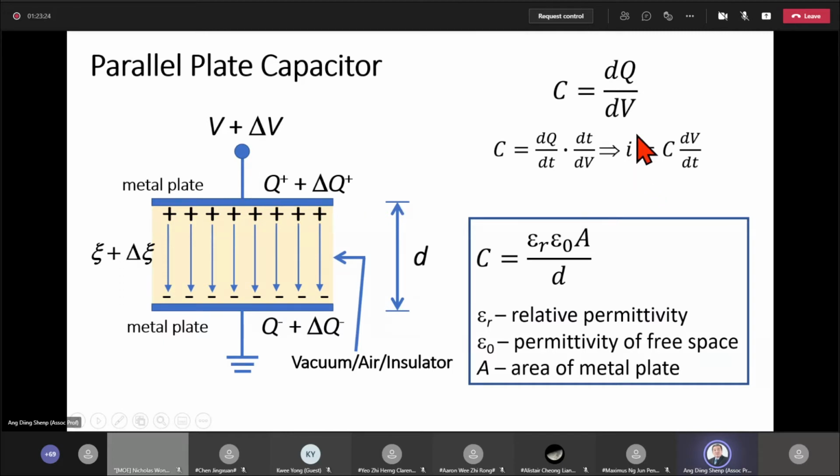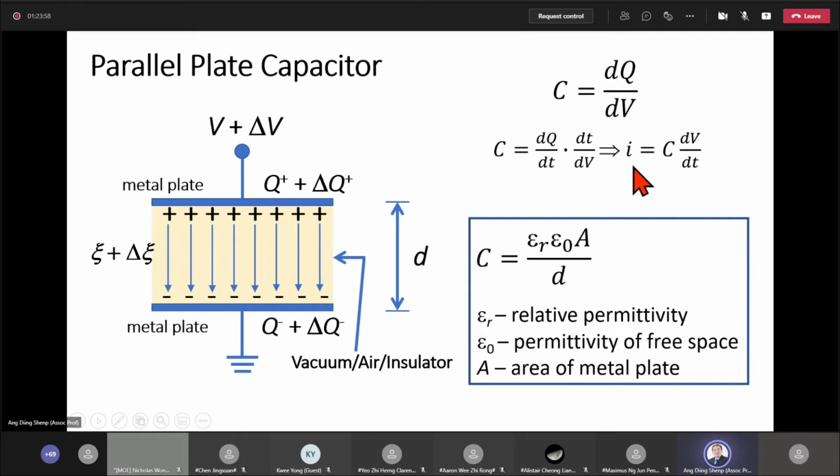Now, some of you may ask, what is this current? Does it flow across the plate? No, the current does not flow across the plate. That's why people call this the displacement current, meaning that whenever there is a change in the voltage across the two plates, charges must be either transported to the plate or transported away from the plate in order to cause the change in the charge. And this transportation of charges that happens when the voltage is changed is called the displacement current.